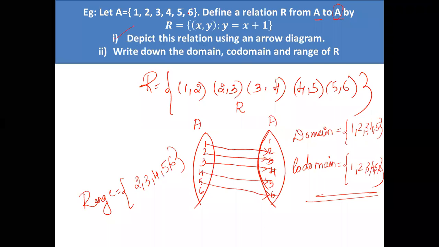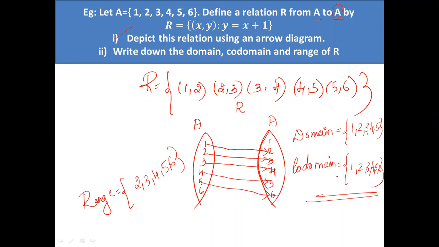Okay, so now you tell me, can you see range is the subset of codomain? Is it true that range is a subset of codomain? Subset means all the elements in the range must be in the codomain. Yes. See, that is what it is: range is a subset of codomain. So these are the answers.